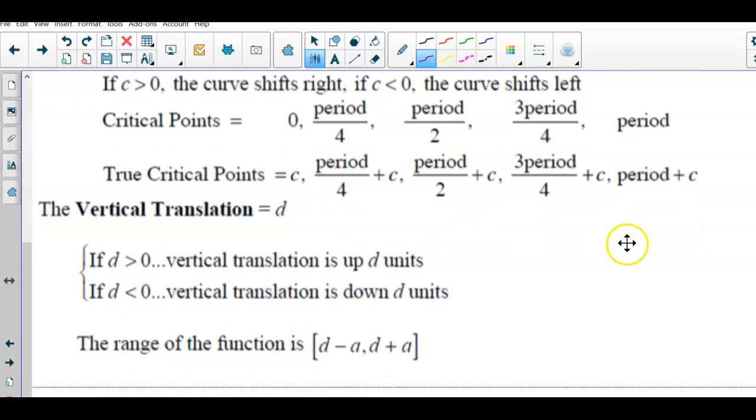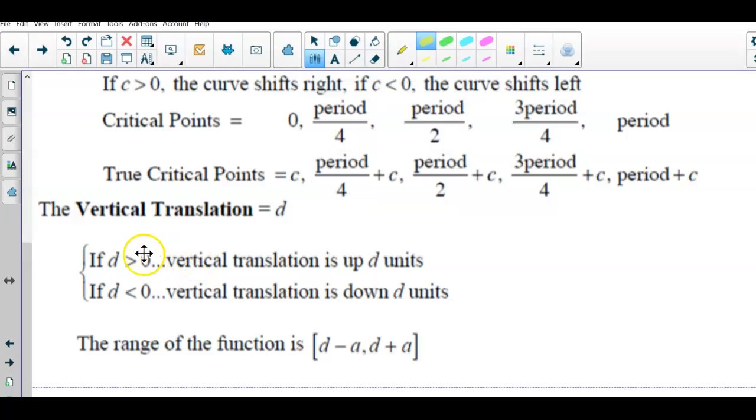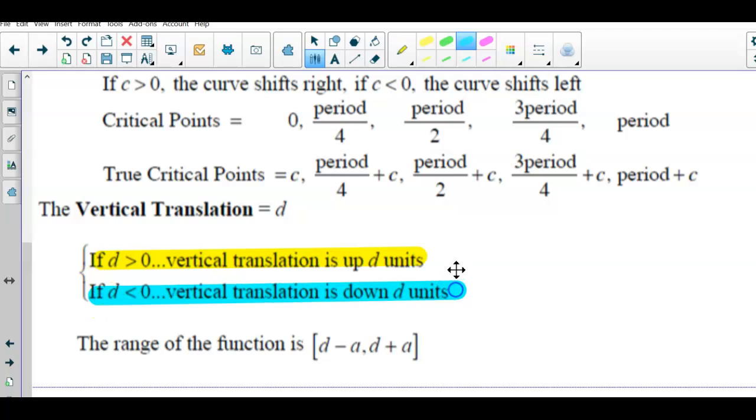And then D is the vertical translation. When D is positive, the vertical translation is up. And when D is negative, the vertical translation is down. And that helps us find the range of the function, because we're going to find the range is D minus A and then D plus A.